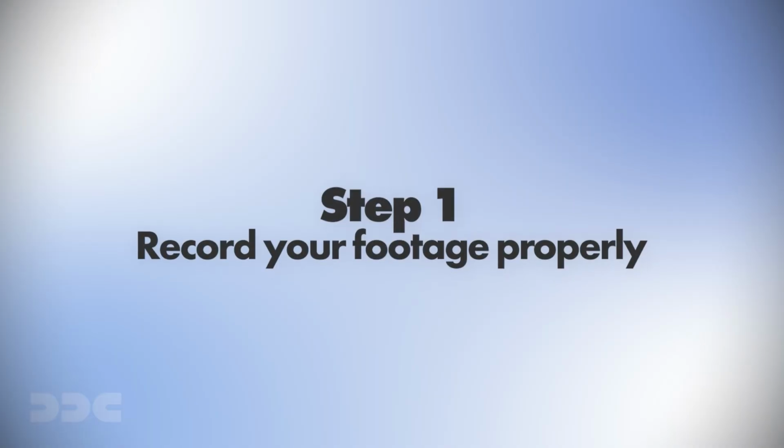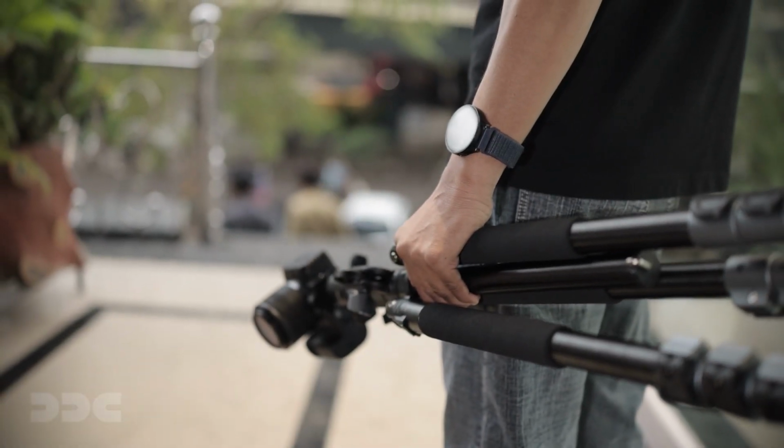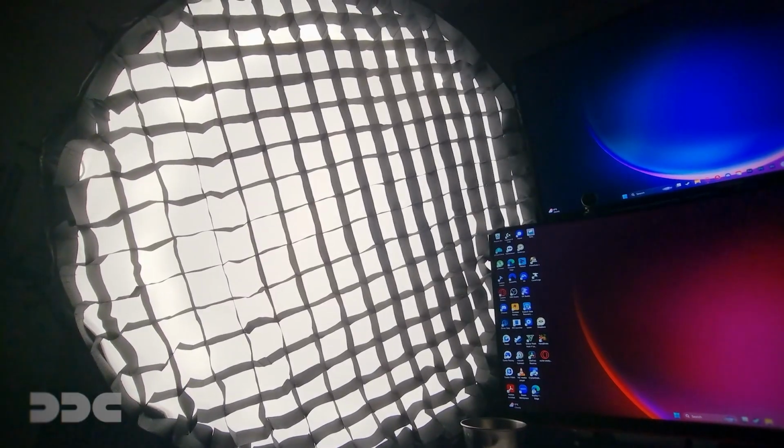Step 1, record your footage properly. All you need is a phone, a tripod, and make sure you have some good lighting. If you don't have something like this, you can always record yourself near a window, which gives you nice, bright, natural light. Next, you want to try and get a plain wall behind you. Now, this is kind of hard for me to do, but the more of a plain wall you have, the easier it will be for you to edit the photo in a second.